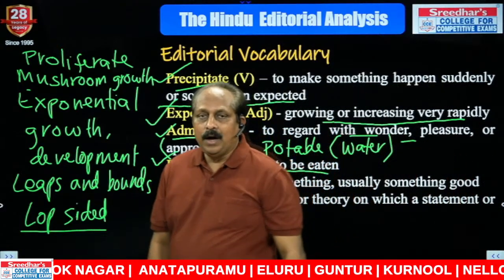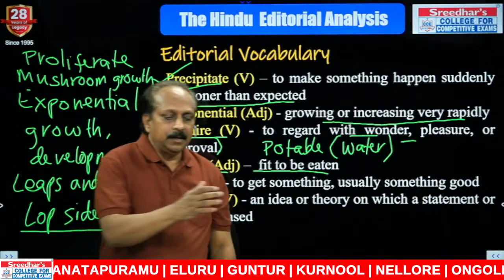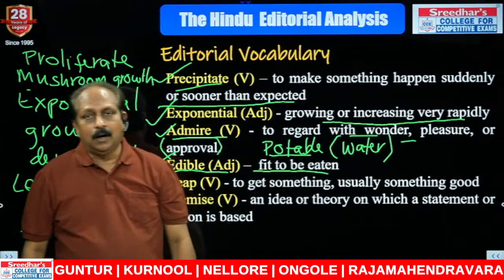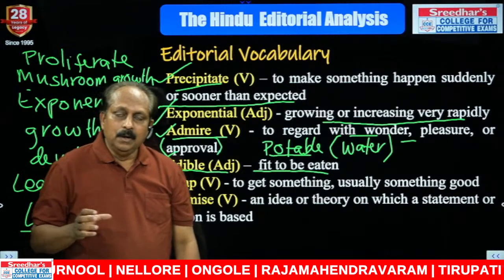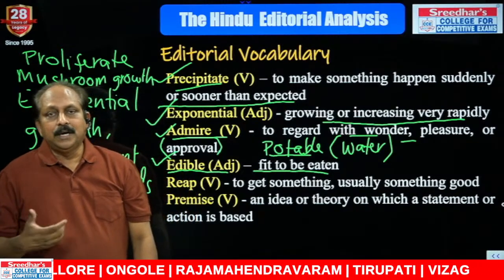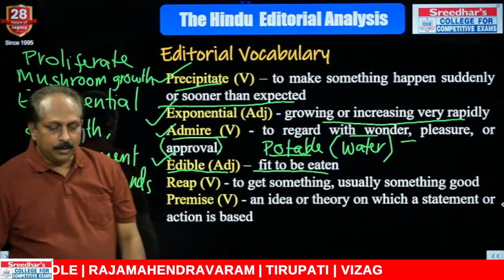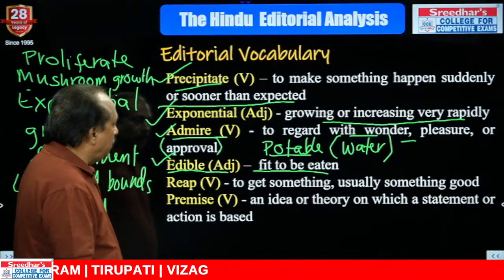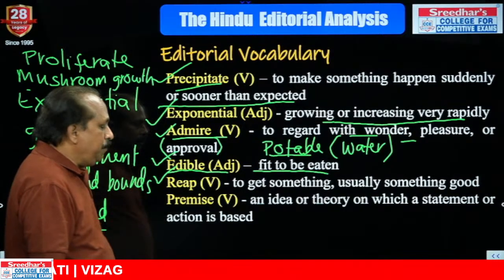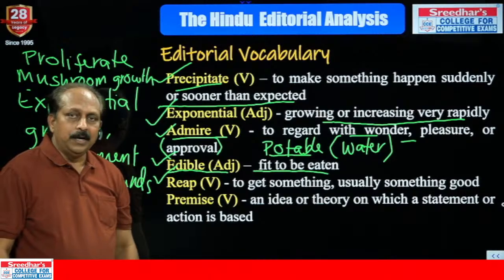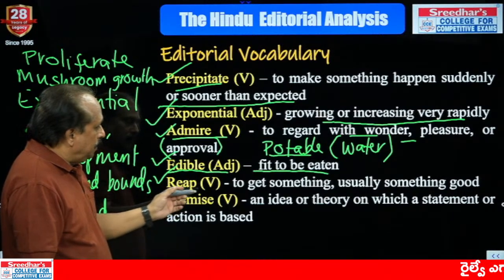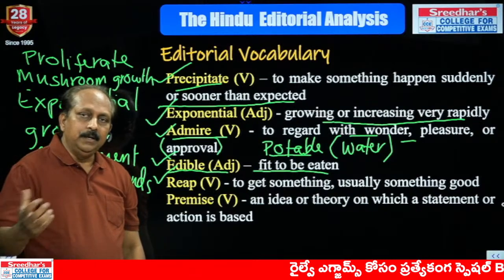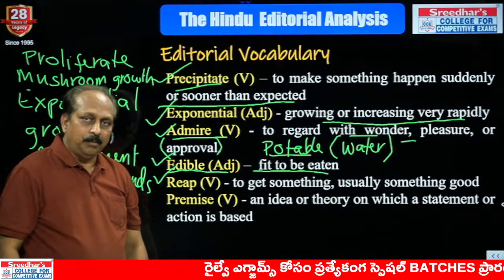Portable. When we say portable, you can carry from one place to another place. But what is the spelling over here? The letter R is not there. Potable. Potable water. Water you can drink. You have to use the word potable. Food you can eat, edible. These two words are related. You have to remember. Reap. Reap goes with agriculture, harvest. But here, to get something, usually something good. Reap the benefits. Reap something means get something positive.